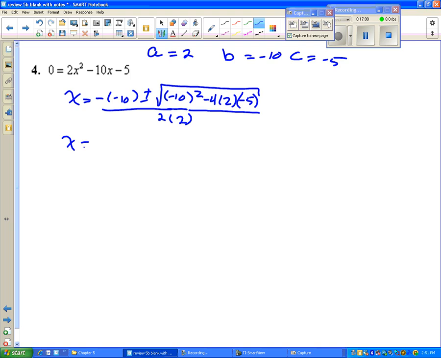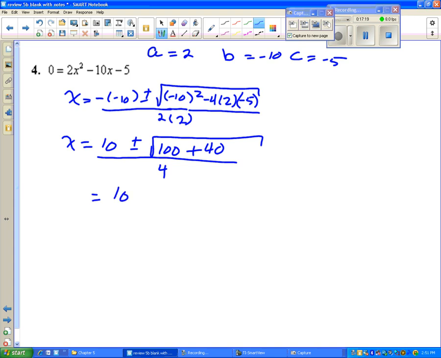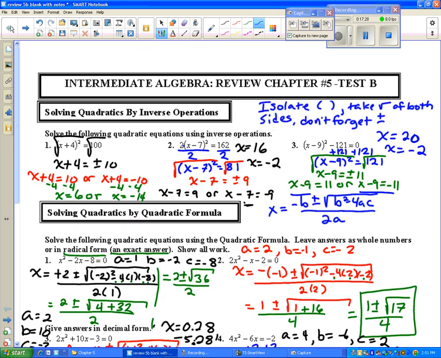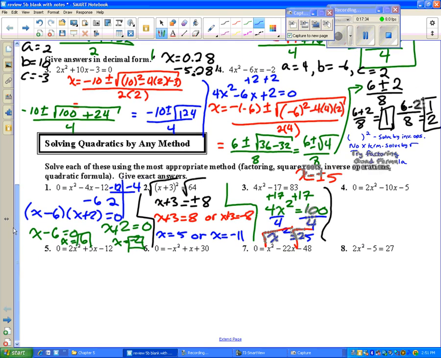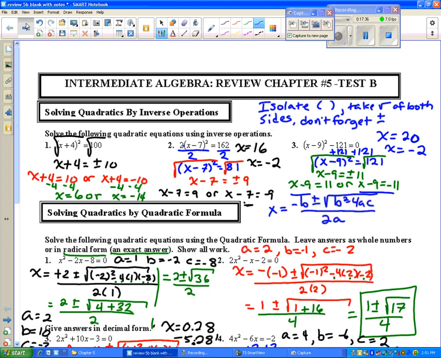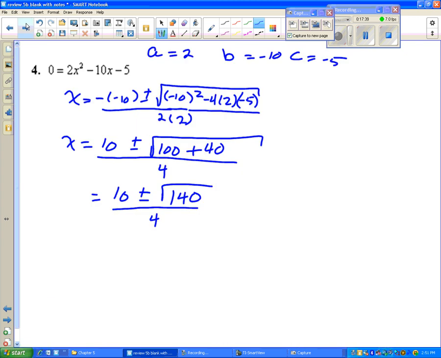So x is equal to negative negative 10 is 10, plus or minus the square root of negative 10 squared is 100. Negative 4 times 2 is negative 8, times a negative 5 is going to be plus 40, all over 4. 2 times 2 is 4. So this is 10 plus or minus the square root of 140 divided by 4. Now I'm going to go back, and my instructions tell me to give an exact answer. That means in the square root, I need to simplify as best I can.